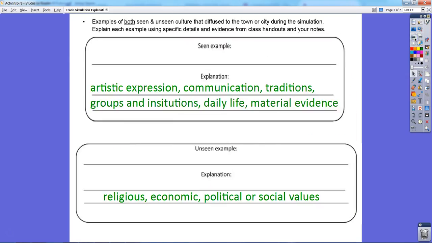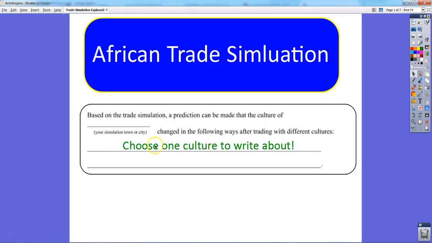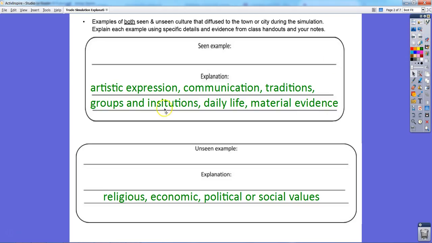Once you have selected the culture to talk about, you'll write it here and give me a general idea of how that culture would change your city. Next, let's go ahead and get to the specifics. You have to have a scene example. From our earlier lessons, there are 6 different scene examples, ranging from artistic expression all the way to material evidence. Pick one and write the scene example here, and then explain how that would change your city.